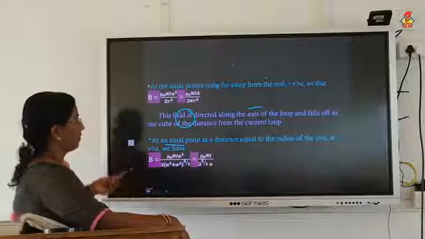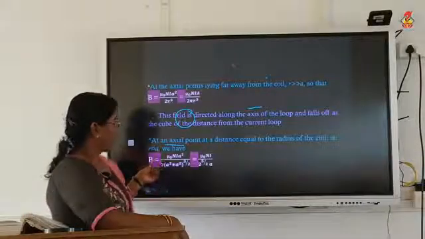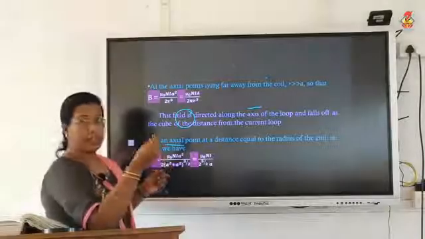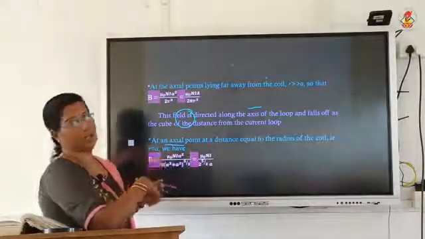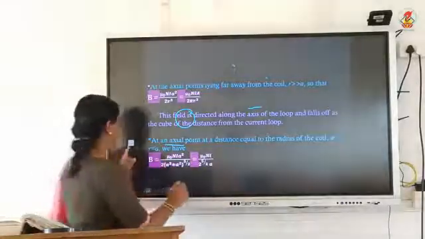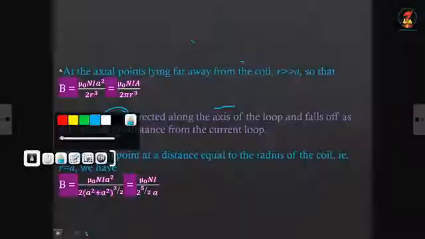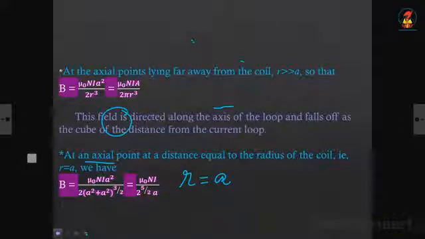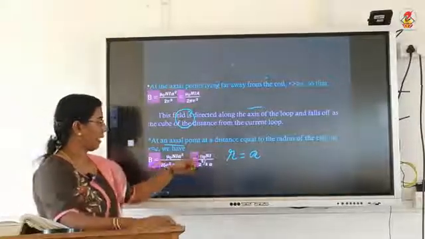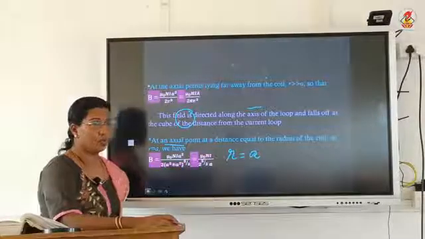Next, if the axis point, that is the distance r, is equal to the radius of the circular coil, what will happen here? r will become equal to a. So our equation becomes mu 0 N I divided by 2 raised to 5 by 2 into a.